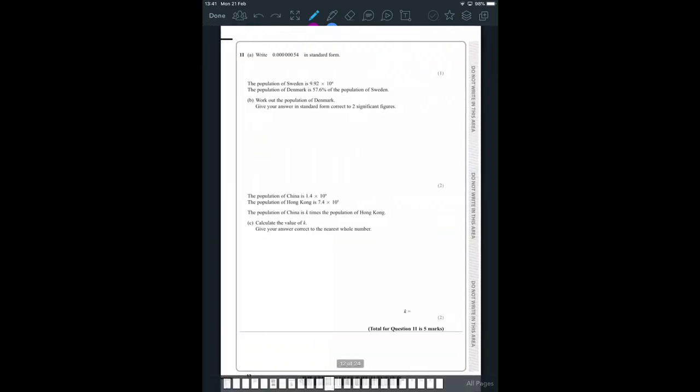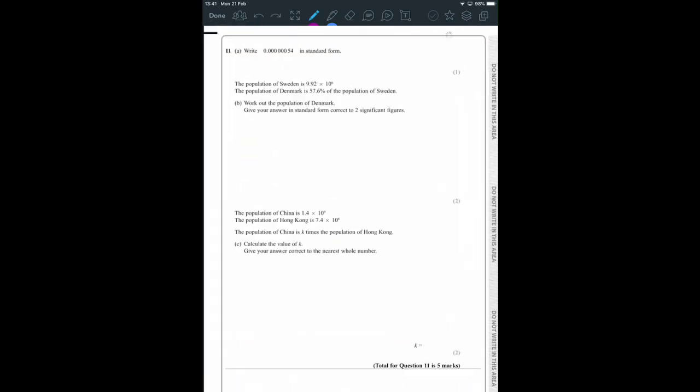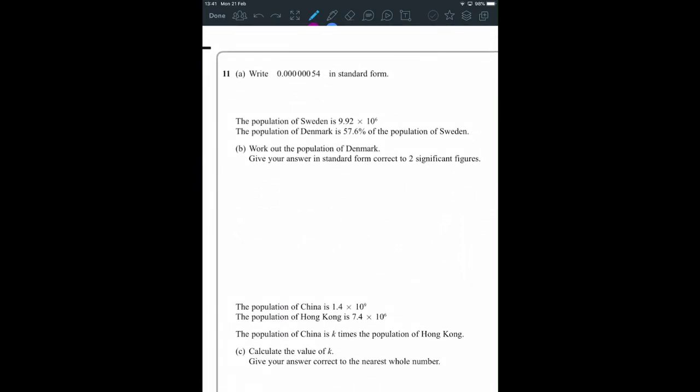To question 11, standard form. Write that number in standard form. Well, the number between 1 and 10 which is useful is 5.4. How far did the decimal place move? It's 3, 4, 5, 6, 7. It's a small number, so negative 7.